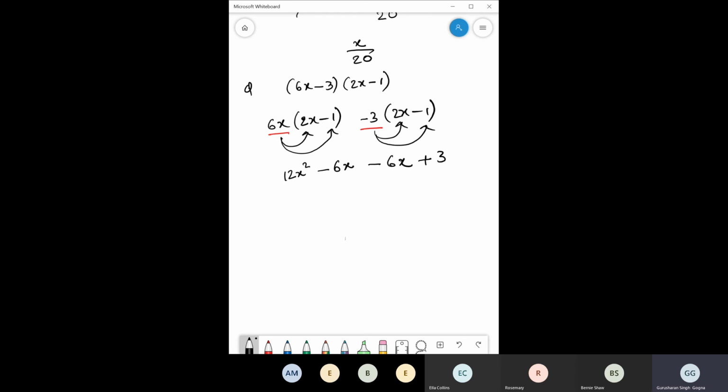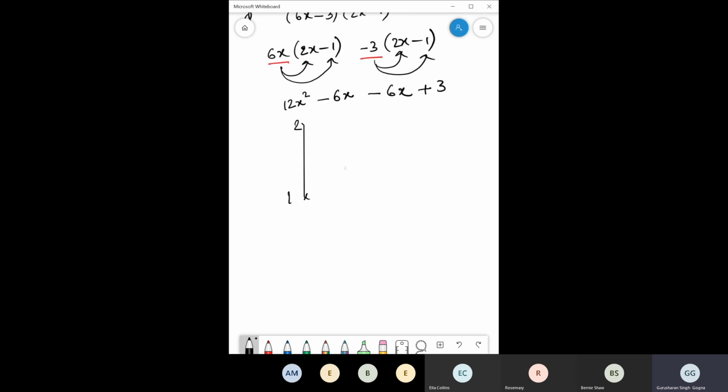That's a very common mistake. Students forget to multiply by the negative sign, which is outside the brackets. You have to consider that. So after that, you just have to do one more step. So 12x square minus 6x minus 6x is minus 12x plus 3. So this is how you can multiply two brackets.